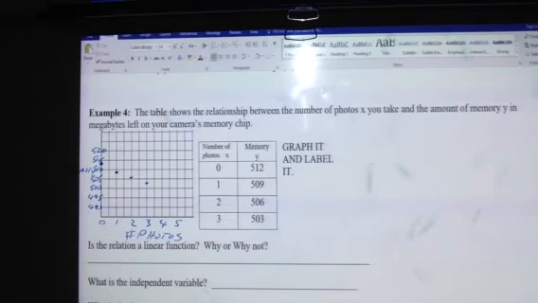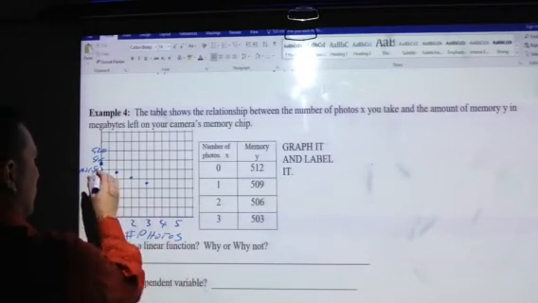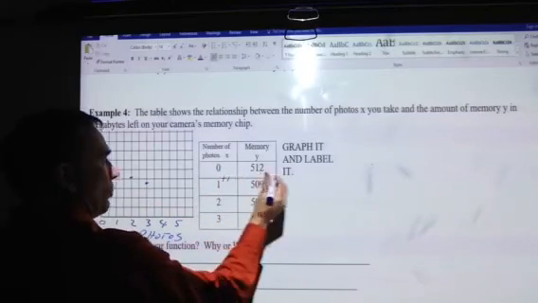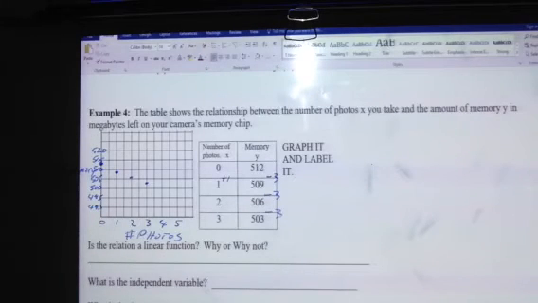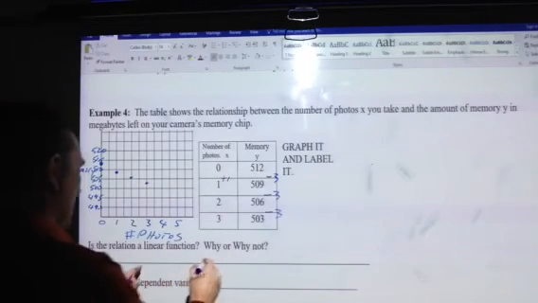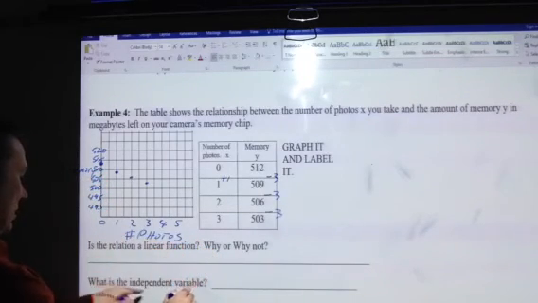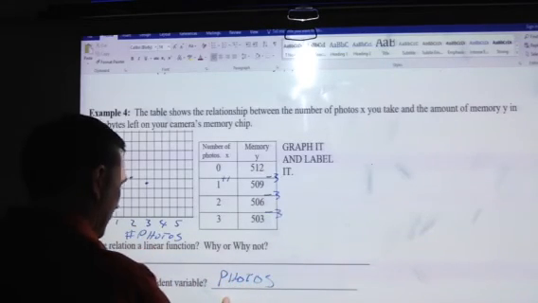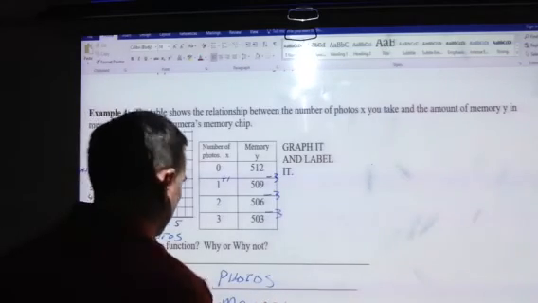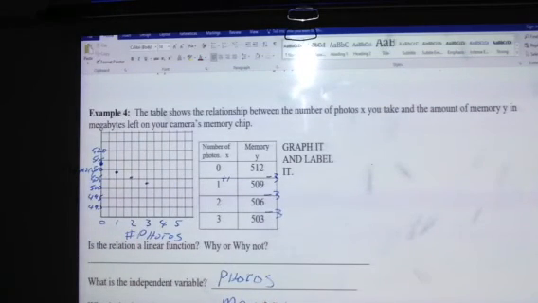Again, this would be a linear equation. It looks like it's making a line, and it is. This is going up by 1. This is actually going down by 3. Still the same. The change is just a negative instead of a positive. So again, the independent variable is photos. The dependent variable is memory. And it kind of makes sense. The more photos, the less memory we'll have. And for every photo we take, our memory decreases by 3 megabytes.